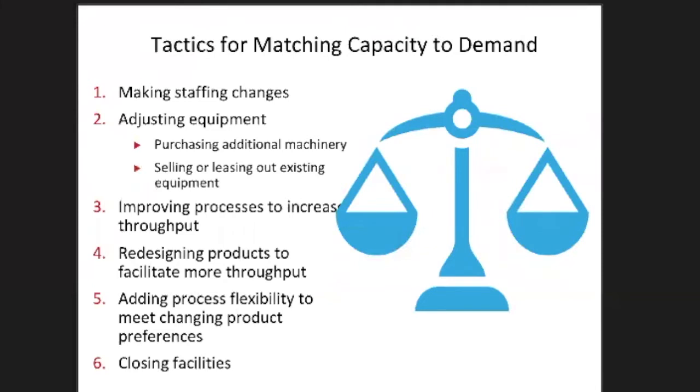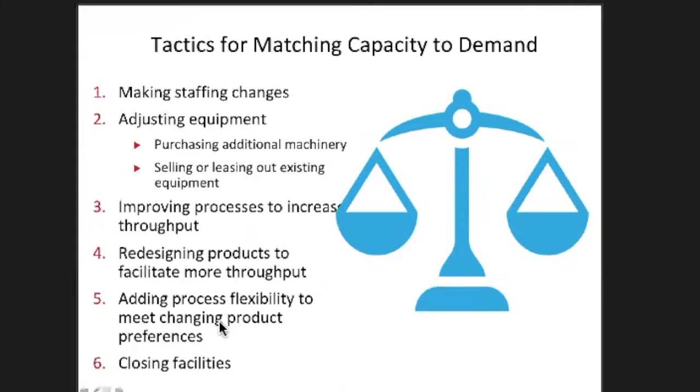Okay, so some tactics: staffing changes, adjusting equipment, improving processes. That's a way that we will look at in lean systems also, that many times you don't have to invest anything in terms of equipment or additional fixed assets. Instead, what needs to be done is to eliminate some waste that exists in processes, and that increases throughput. So that's sometimes a more useful direction to take, and companies find that a productive way of increasing capacity.